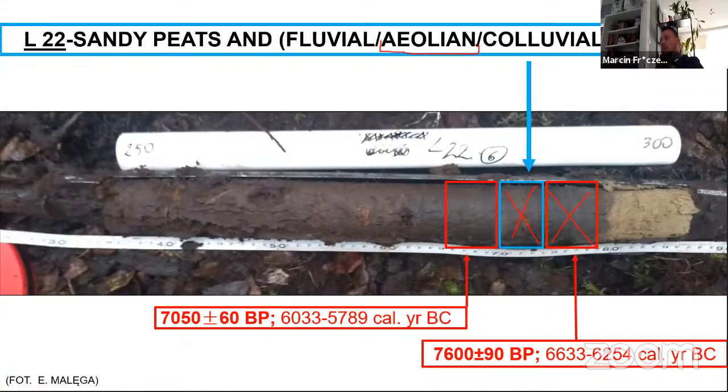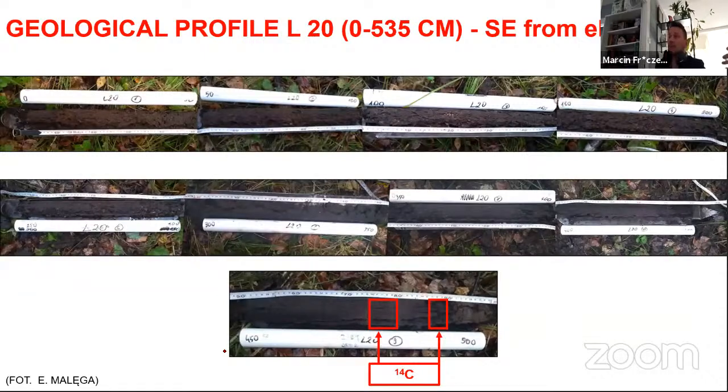So now we know the origin. In the previous version, we didn't know that. And after that event, we did a C14 date as well, and the result is about 7,000 years before present. And that was the northern part.